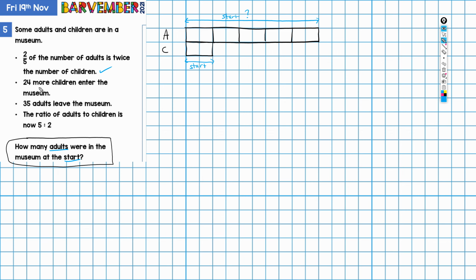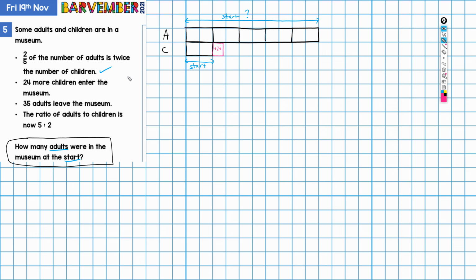Then 24 more children enter the museum. Well, I don't know how big 24 is, so I am just going to draw a portion that's going to represent this plus 24. And I don't know how big that is in relation to this at all. This part is not to scale at all.